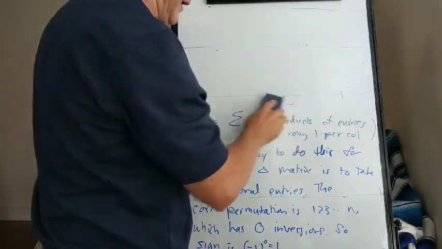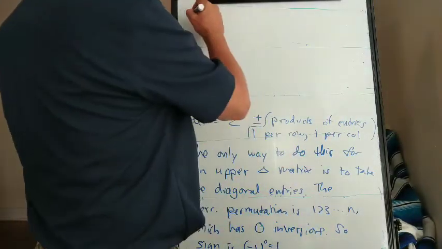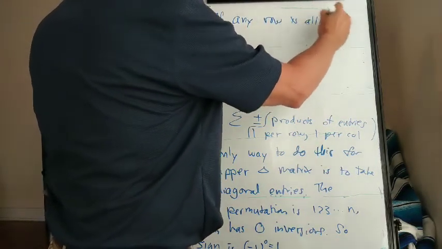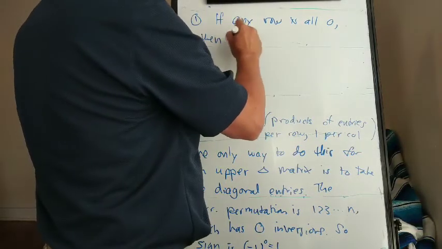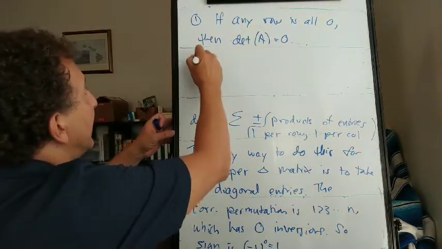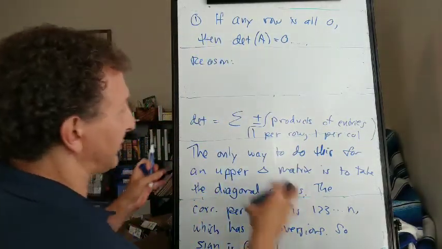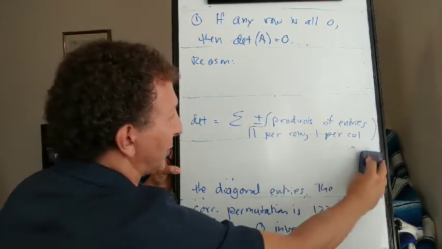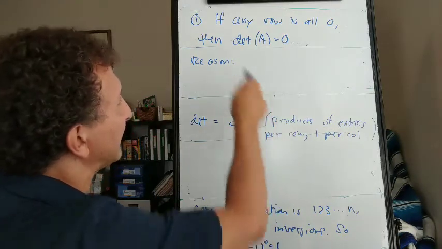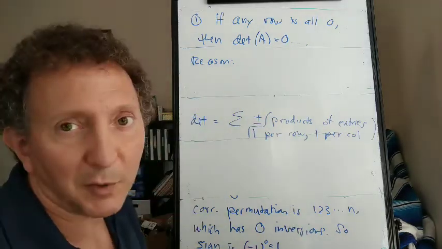Alright, another fact that makes it easy for us to take determinants sometimes is, if any row is all 0, then the determinant is 0. And the reason is, again, determinant is a sum of plus or minus products of entries, one per row, one per column. Well, if we have to take something in every row, then we're going to have to take something in that row that's all 0. And then we multiply it by the entries in the other rows. Well, it's 0 times something, so it's 0.